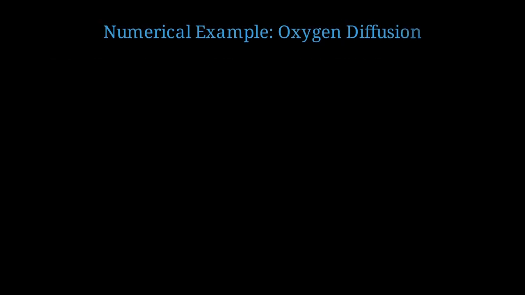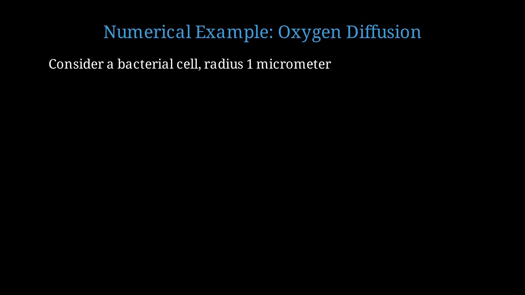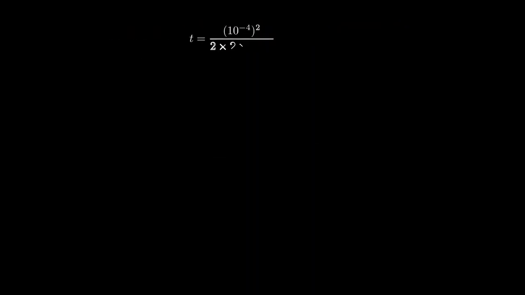Let's work through a concrete numerical example with oxygen diffusion to see how limiting this becomes. Consider a typical bacterial cell with a radius of about 1 micrometer. Let's calculate how long it takes oxygen to diffuse to the center. The diffusion time is given by r squared over 2d, where d is the diffusion coefficient. For oxygen in water, d is about 2 times 10 to the negative 5 square centimeters per second. For a 1 micrometer cell, that's 10 to the negative 4 centimeters. Plugging in, we get about 0.00025 seconds. That's a quarter of a millisecond.